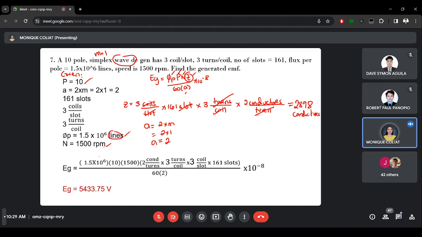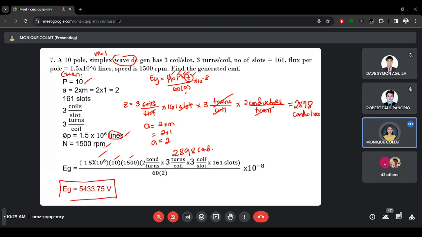So we have flux per pole, P and Z, which is 2,898 conductors, and 60 times 2 times 10 raised to negative 8. So what is our generated voltage? We have 5,433.75. Ano daw ang unit ng ating generated? Is that per annum dito sa ating given example? Any idea? Any guess?